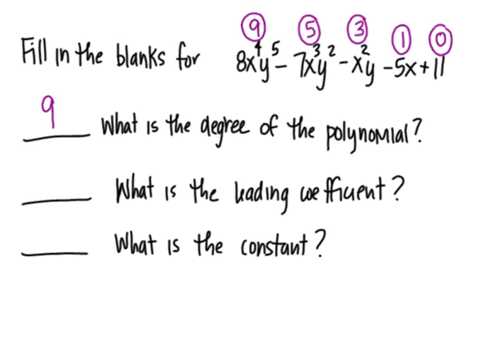The leading coefficient is just the number in front. So the number in front in this problem is 8. And the constant is the term without a variable. So the term without a variable would just be 11 there. And that's how those short answer questions would work.